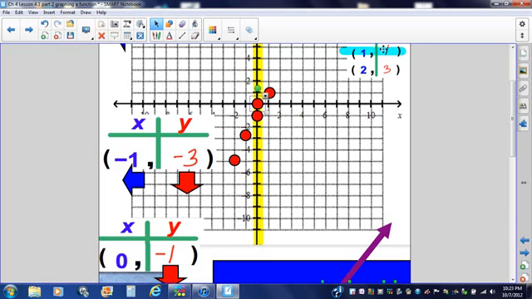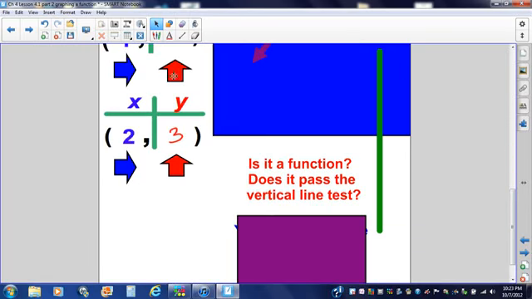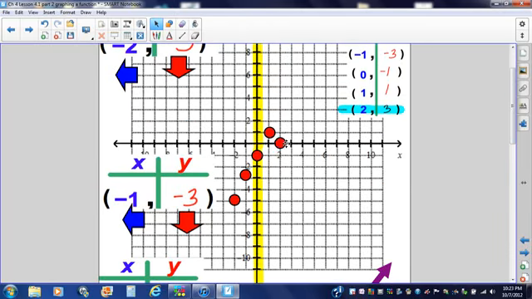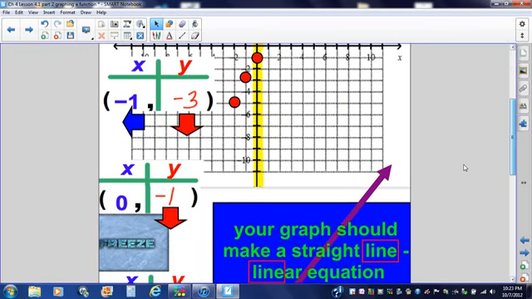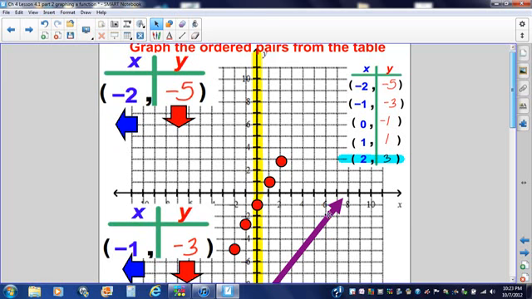All right. Last ordered pair, 2, 3. Write the ordered pair 2, 3. Again, we have SPYs. He's a SPY for the positives. So I'm going to go right 2, and then I'm going to go up 3. Right 2, up 3.